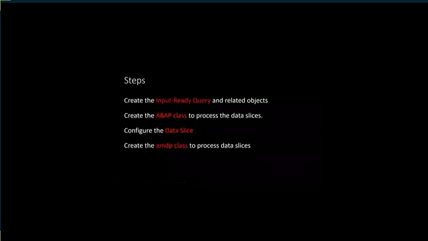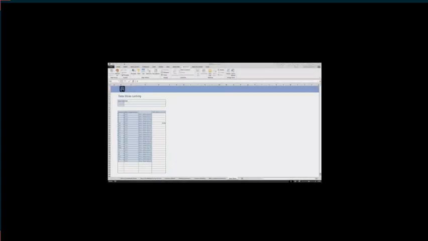The steps required to create data slices based on an input-ready query are as follows. Create the input-ready query and related objects, create the ABAP class to process the data slices, and then configure the data slices. We will then create an amdp class to process data slices as an improvement over the ABAP implementation. Before we start with the configuration, let's see where we're heading.